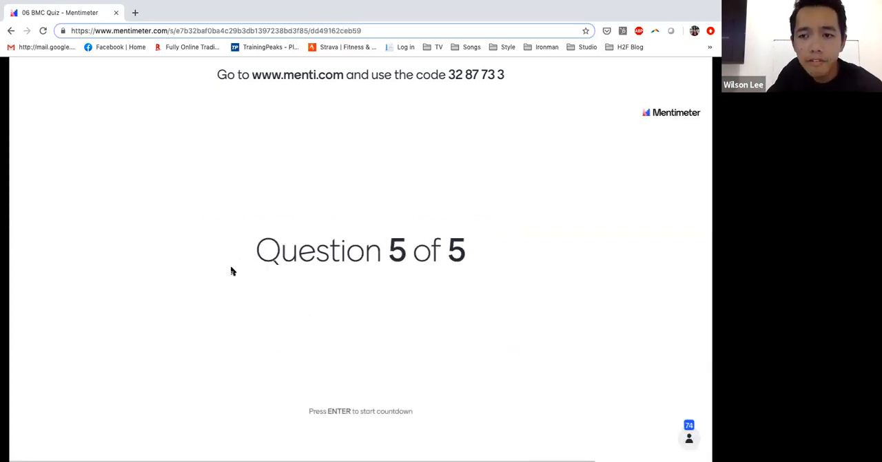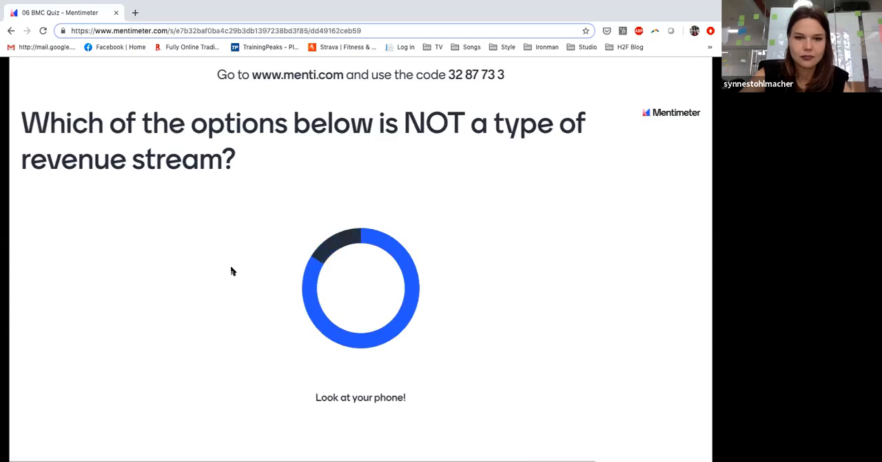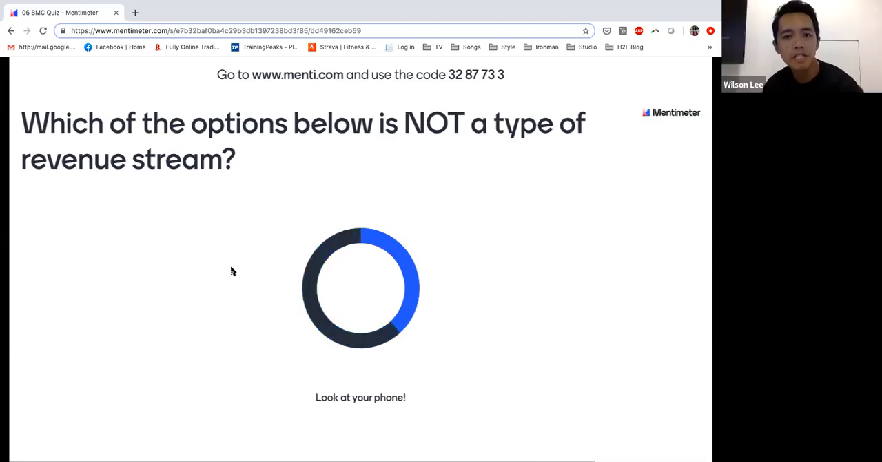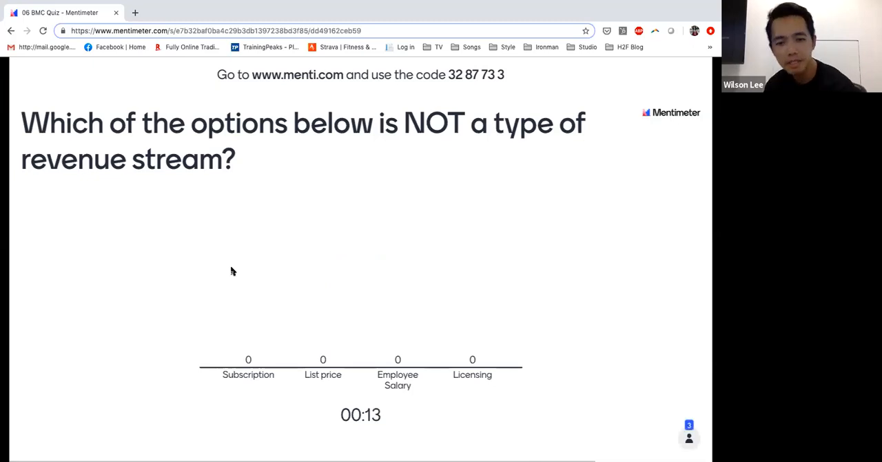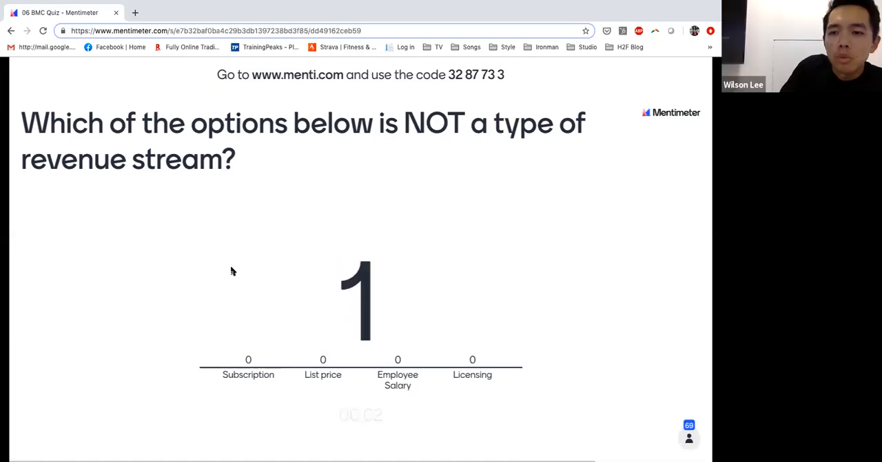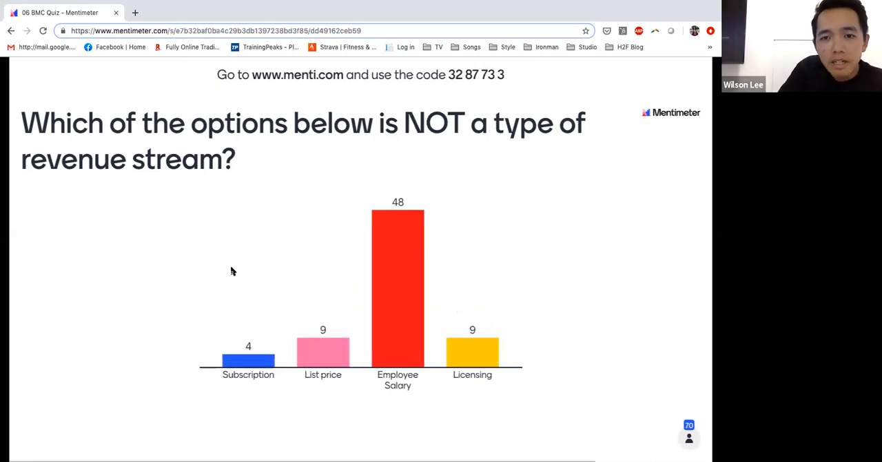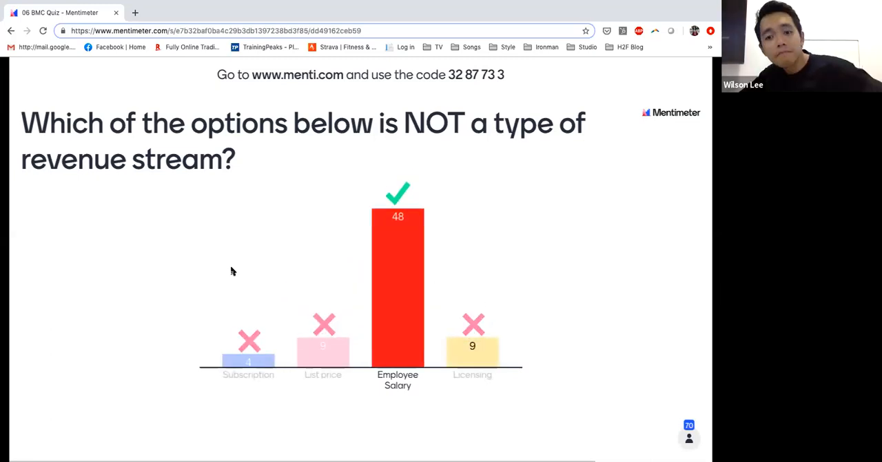Last question that we have. Which of the options below is not a type of revenue stream? Is it subscription, list pricing, employee salary, or licensing? Two, one, time. And let's see who got it correct. Most of you got it correct, so that's good.